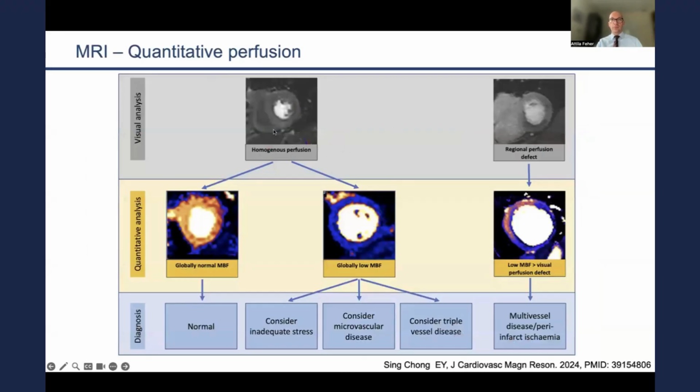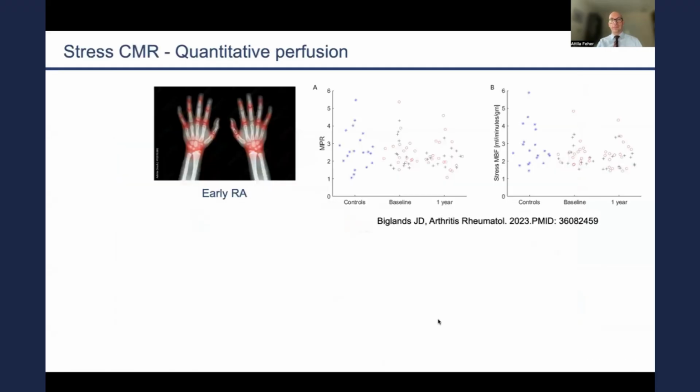If you have someone with normal perfusion and globally low myocardial blood flow, then there are three scenarios you can consider: inadequate stress, microvascular disease, or severe triple vessel disease. So these patients would need to go to the cath lab. I think this is very helpful in addition to just perfusion assessment.